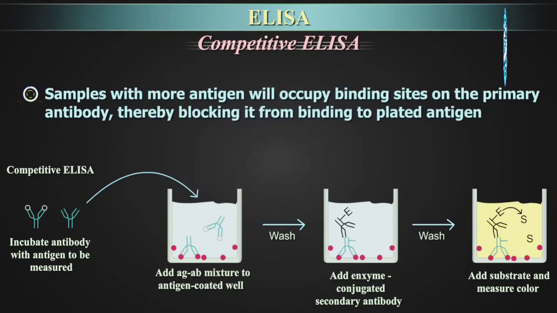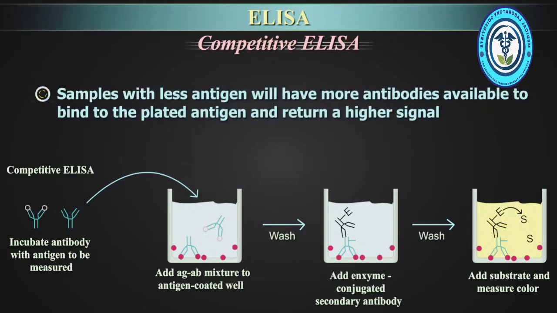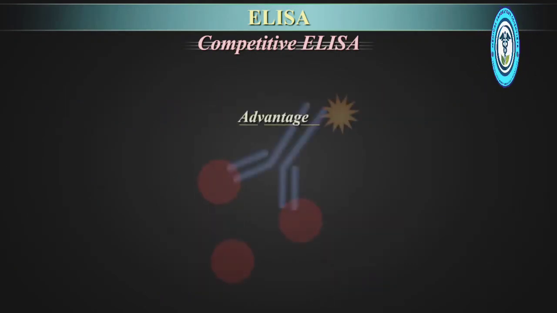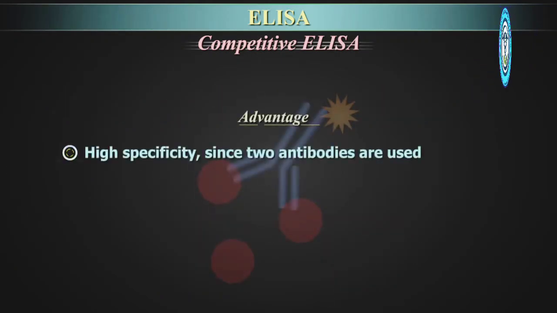Samples with more antigen will occupy binding sites on the primary antibody, thereby blocking it from binding to plated antigen. Conversely, samples with less antigen will have more antibodies available to bind to the plated antigen and return a higher signal. Advantages: high specificity, since 2 antibodies are used.